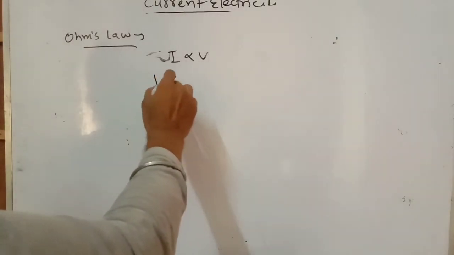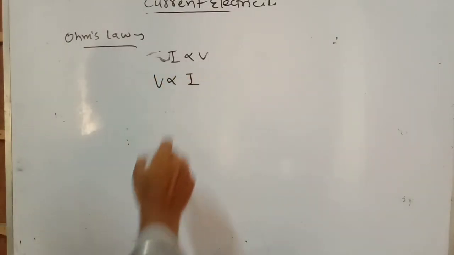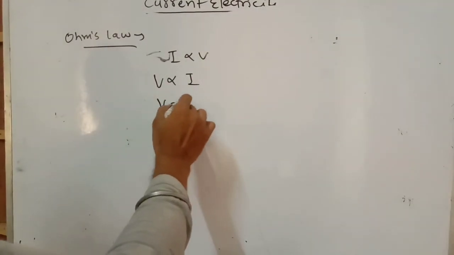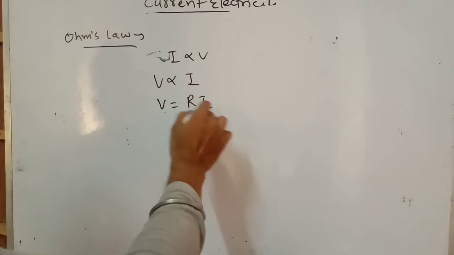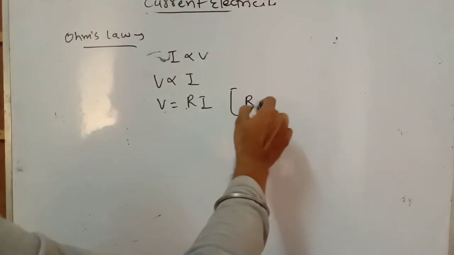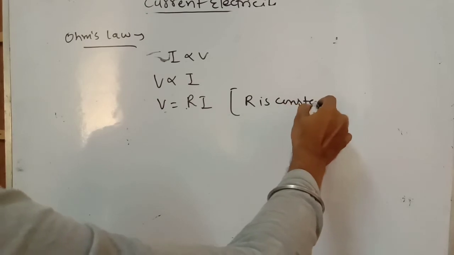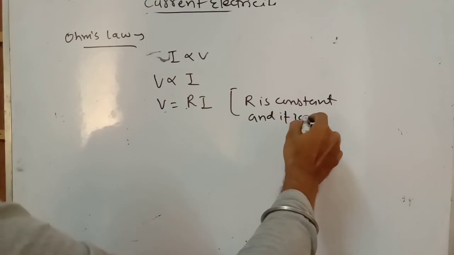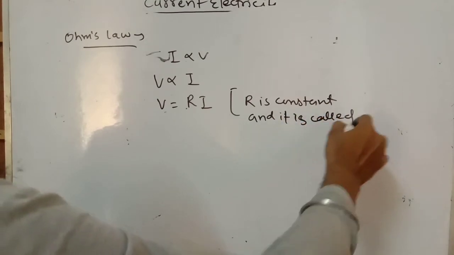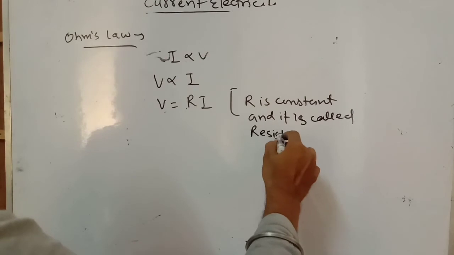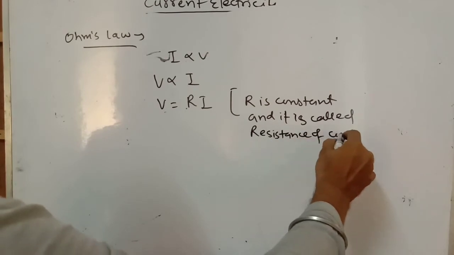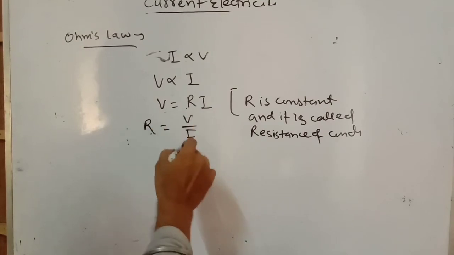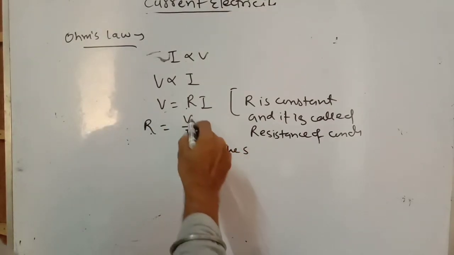So that means you can write V is directly proportional to I. When you remove the proportionality sign, you put a constant, that is R. So this R is a constant, and it is called the resistance of the conductor.